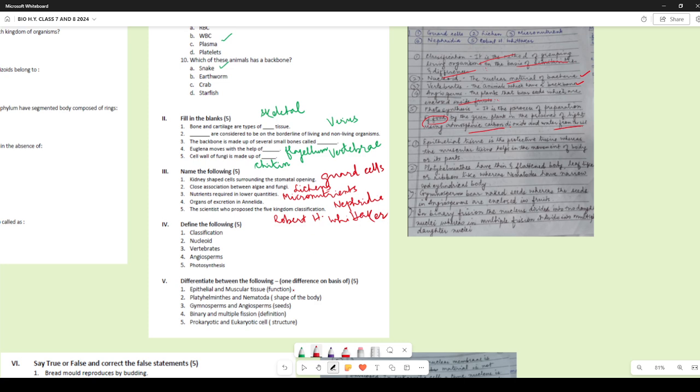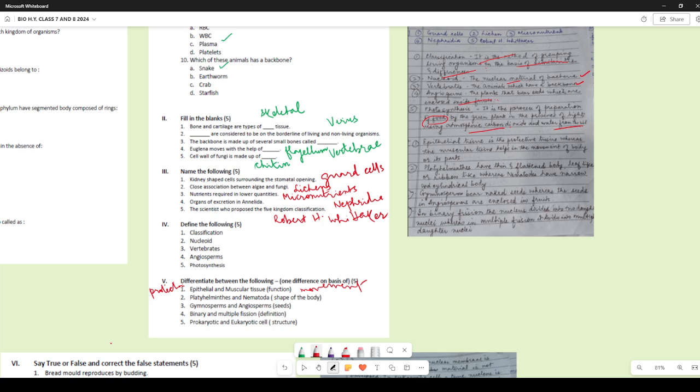Differentiate between the following: epithelial and muscular tissue. Epithelial tissue is the protective tissue, whereas the muscular tissue helps in the movement of the body. So muscular tissue is for movement, epithelial tissue is for protection, right?